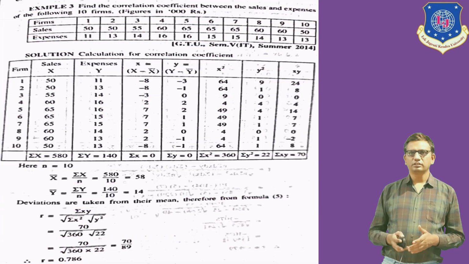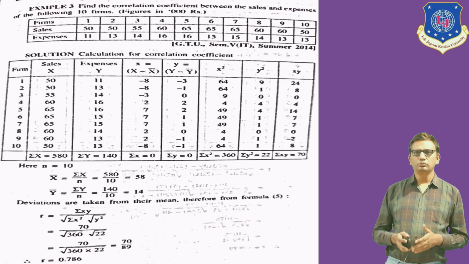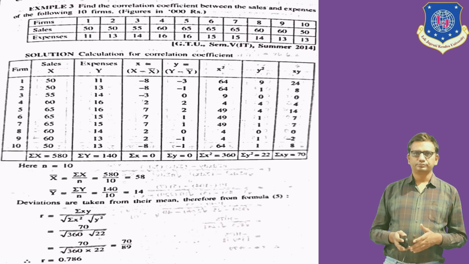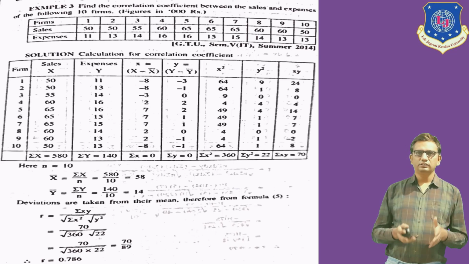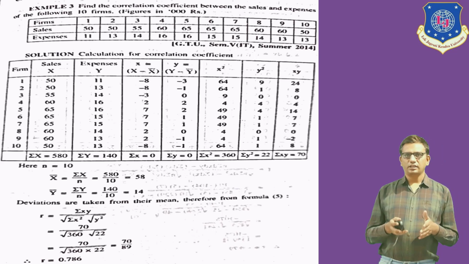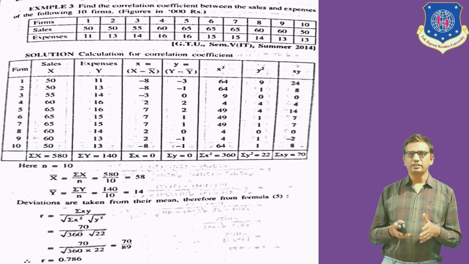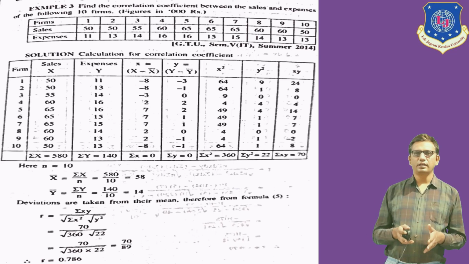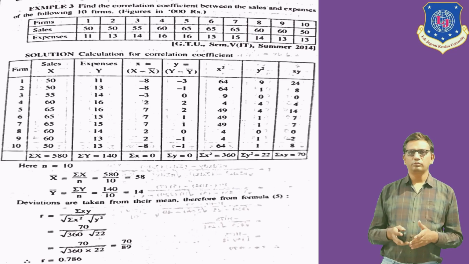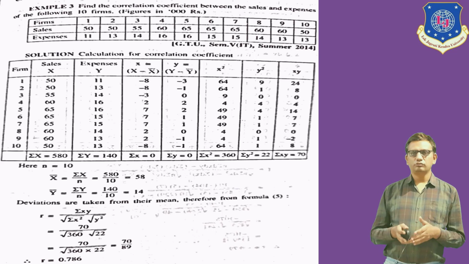Here we are taking another example. Here we again have 10 data elements, sales and expenses. The data is given here, and in this data the x values and y values are already given, but we are calculating x minus x bar. So first of all we find x bar and y bar, which are already calculated below the table.